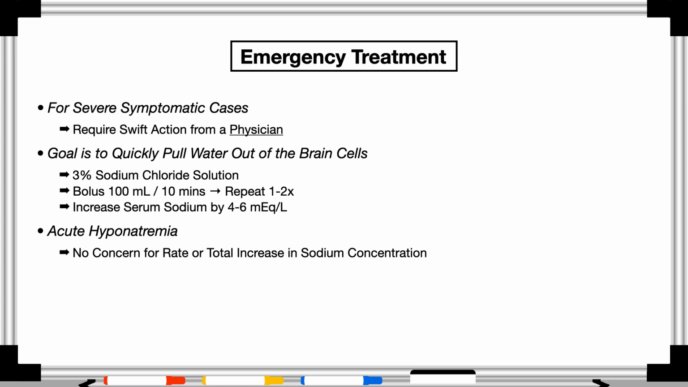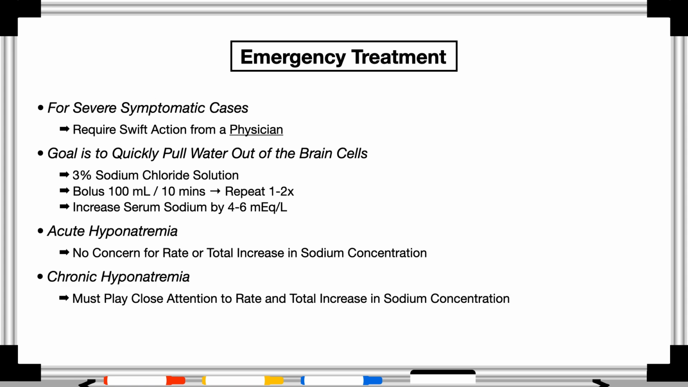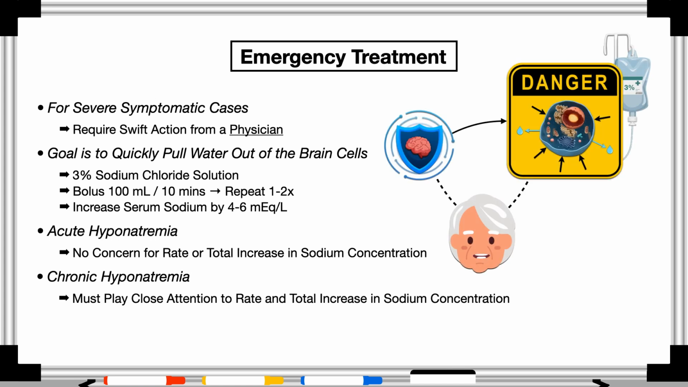For patients with acute hyponatremia, the serum sodium can continue to rise throughout the day without concern for the rate or total increase in sodium concentration. Yet for patients with chronic hyponatremia, interdisciplinary team members must pay careful attention to both factors. That's because the same adaptive process that normalizes brain volume and protects the patients from complications also predisposes them to cell shrinkage and rupture from treatment with a hypertonic fluid.